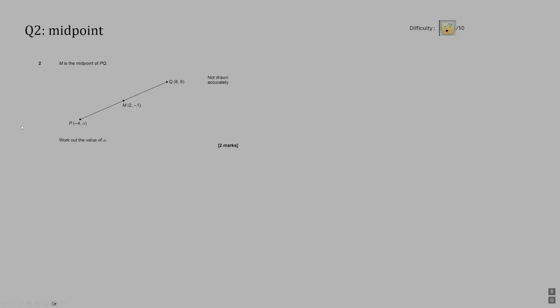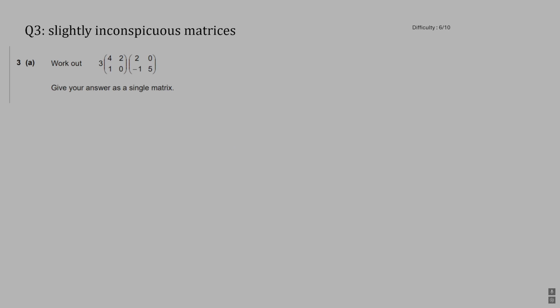This question is just a normal midpoint question. You know that (6 plus a) over 2 equals -1, because that's how you find a midpoint. You just add the two values and then divide them by 2. Then you just solve for a.